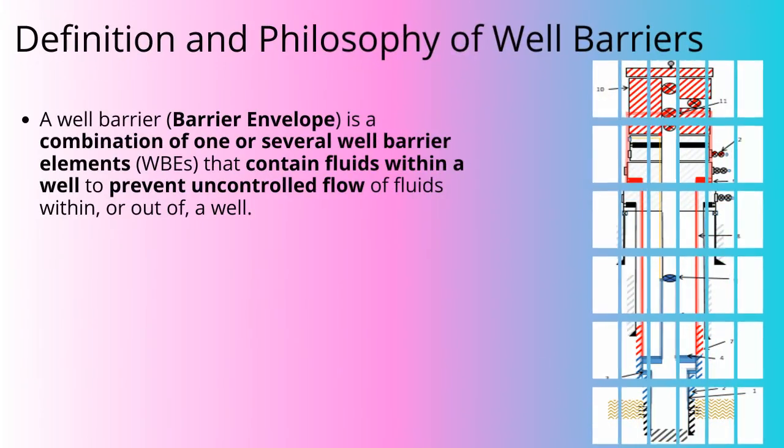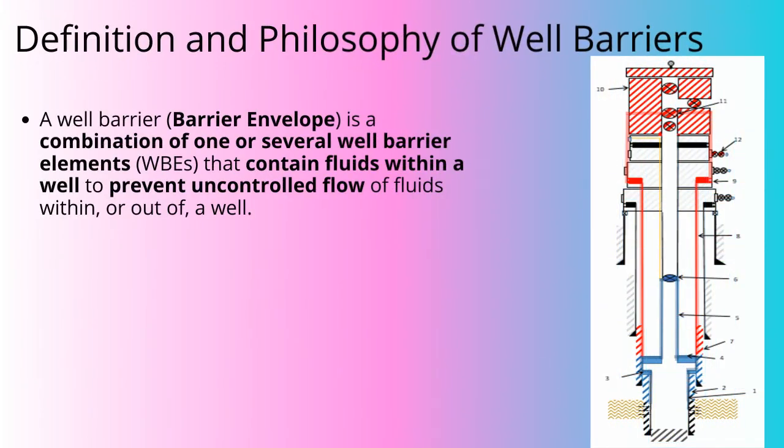A well barrier envelope is a combination of one or several well barrier elements, WBEs, that contain fluids within a well to prevent uncontrolled flow of fluids within or out of a well. A system of multiple barriers and redundancy in well barrier elements is used to achieve a high level of reliability. The verification, maintenance, inspection, and testing of well barriers are mandatory.